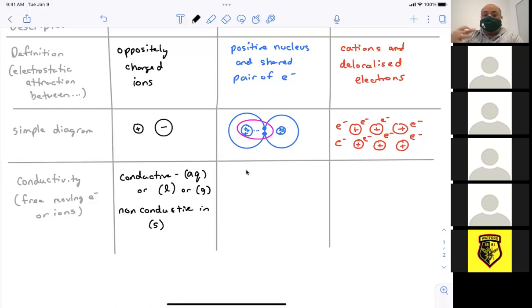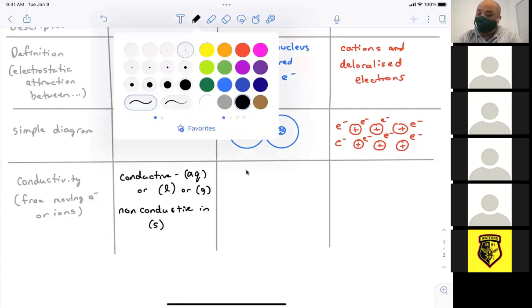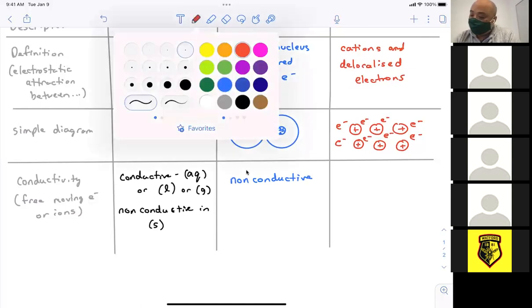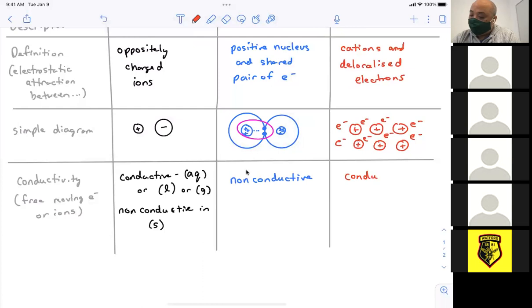But you do want to know the conductivity characteristics of each of these types of bonding. Covalent bonding is generally non-conductive because there are no ions and there's no electrons that are being mobile. They're all being shared between the atoms within a molecule. And metals are always conductive, because of those delocalized electrons, that allows electricity to pass through the substance.